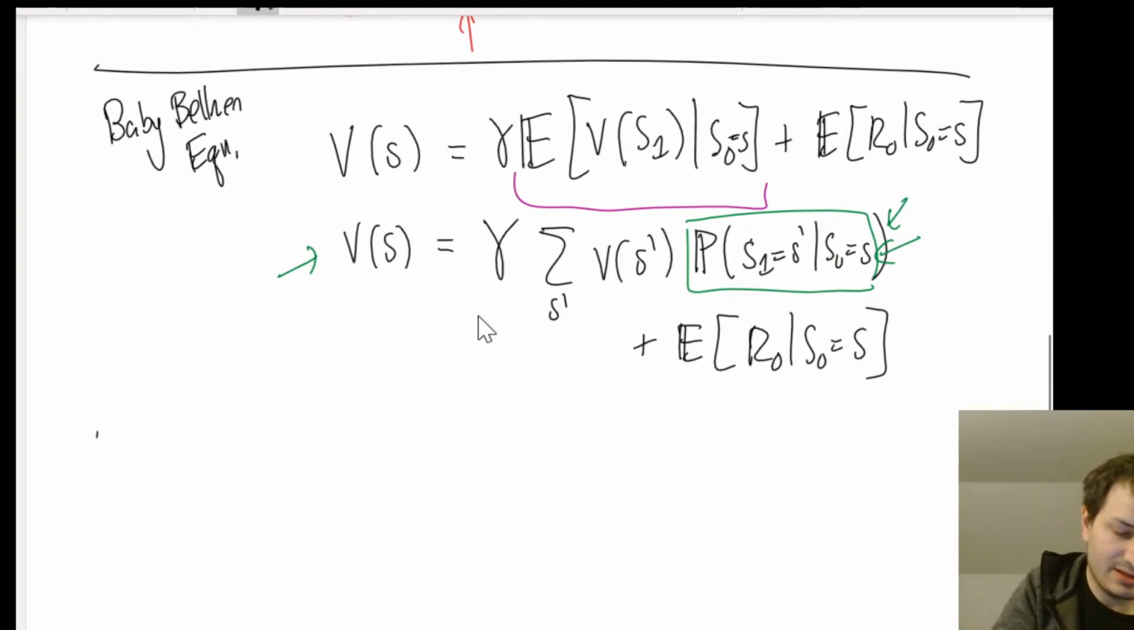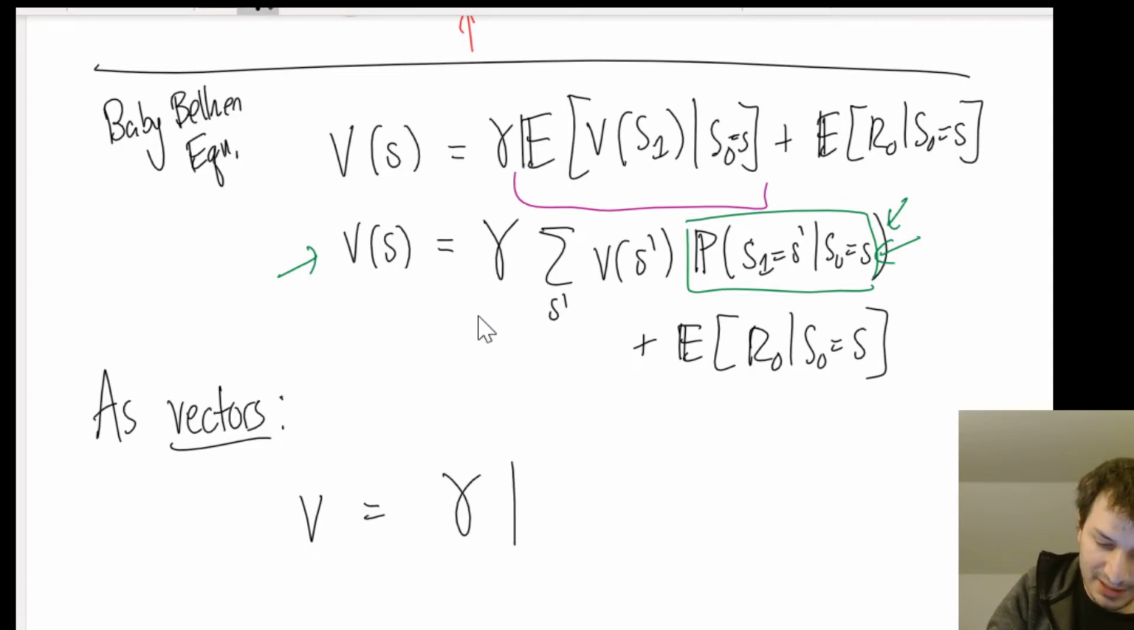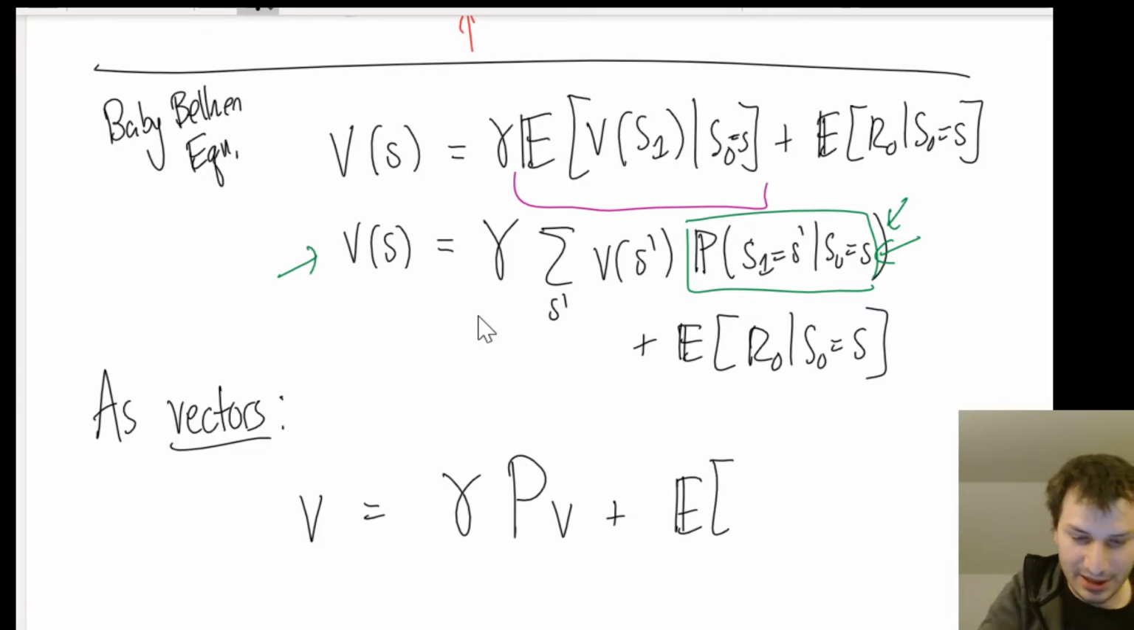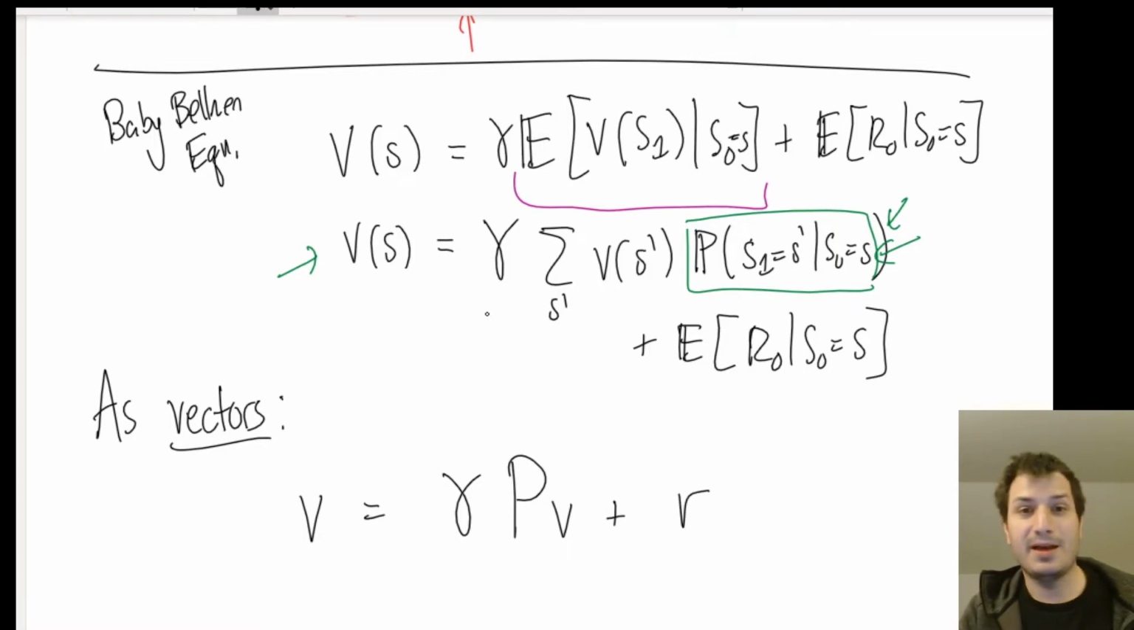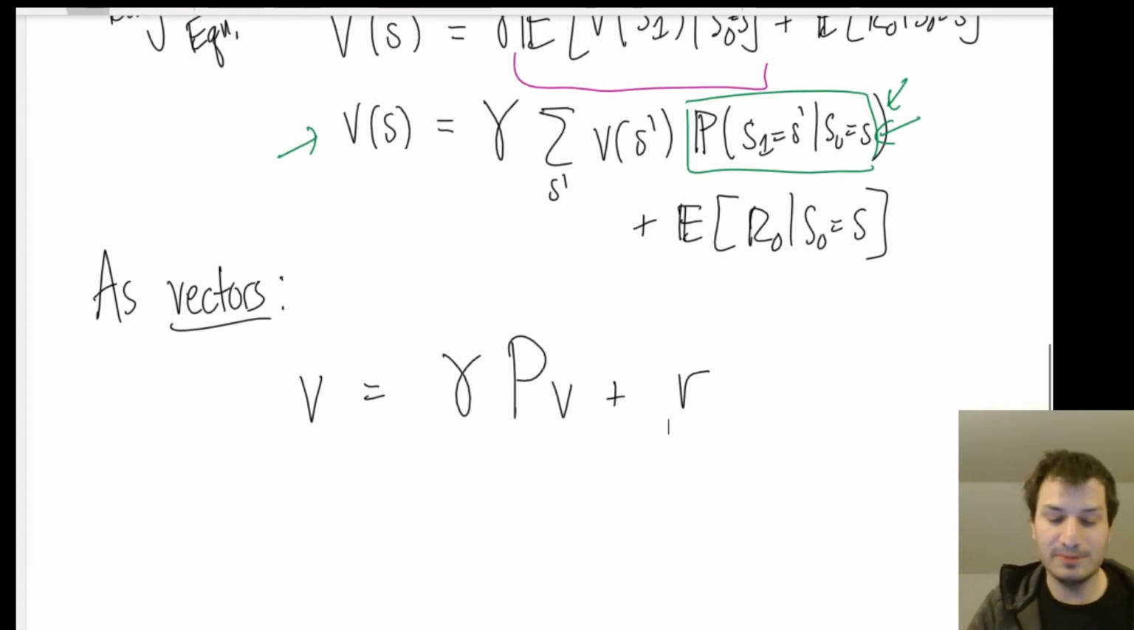So as vectors, this is exactly V equals gamma times the transition matrix P times V plus some reward vector, expected value. I'll call the reward vector R for rewards. So it was a matrix vector equation. And if you rearrange this, you can solve it exactly by using linear algebra.